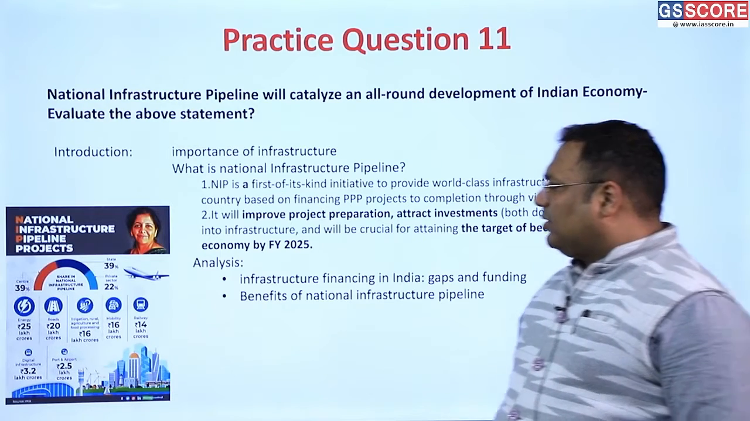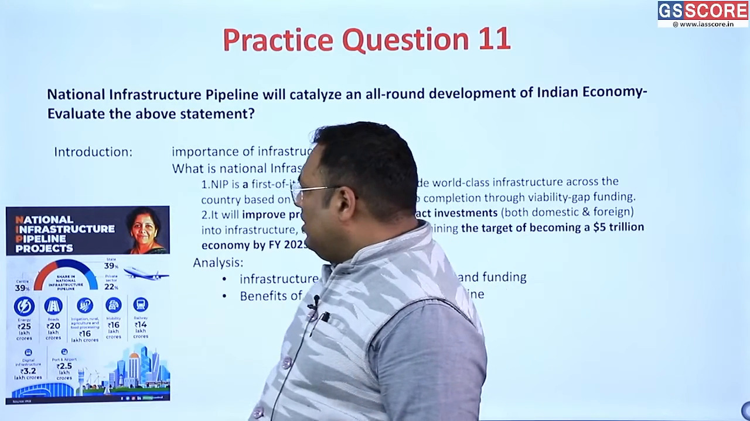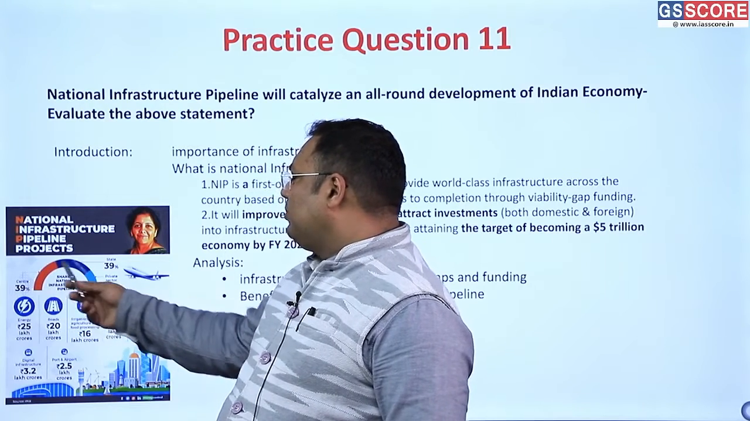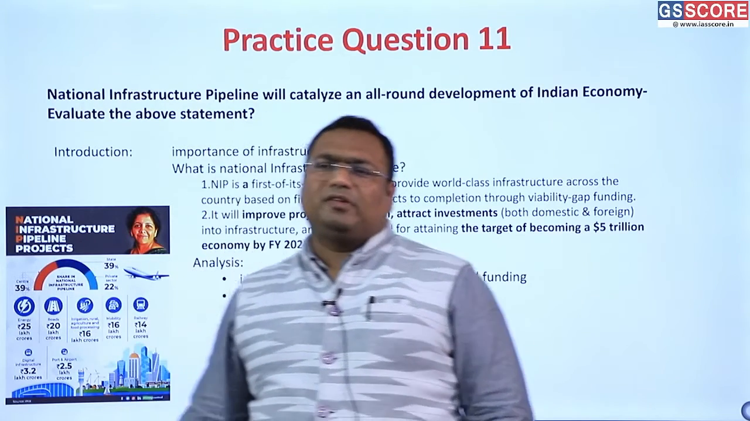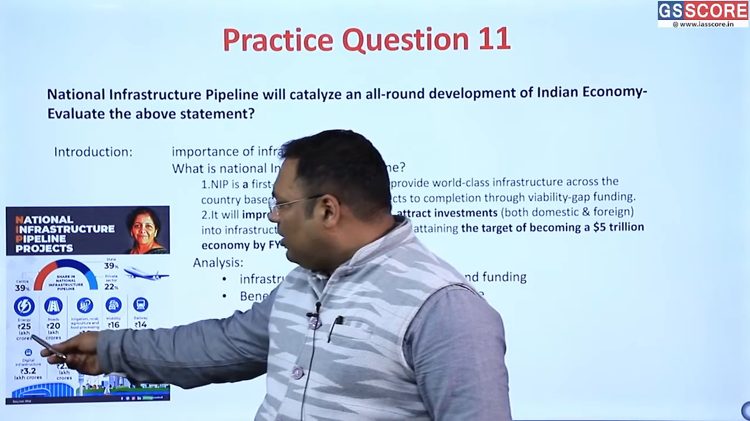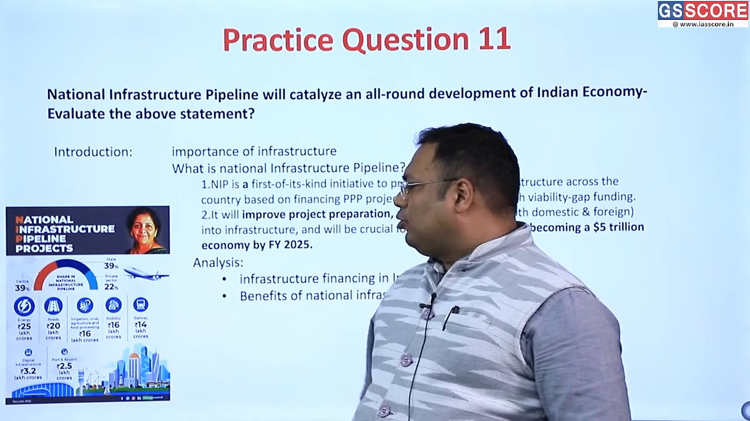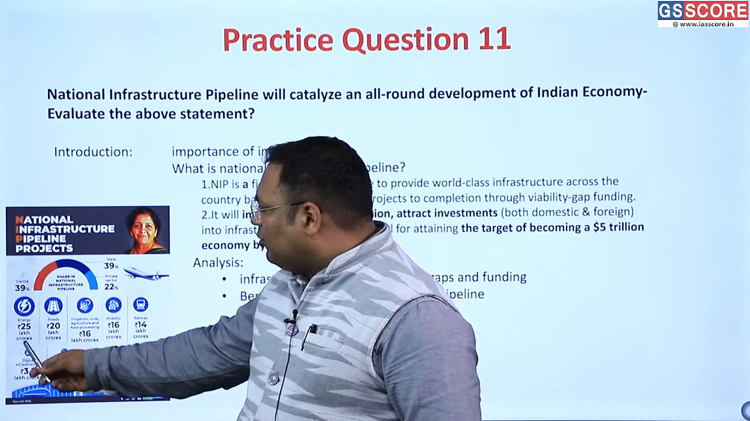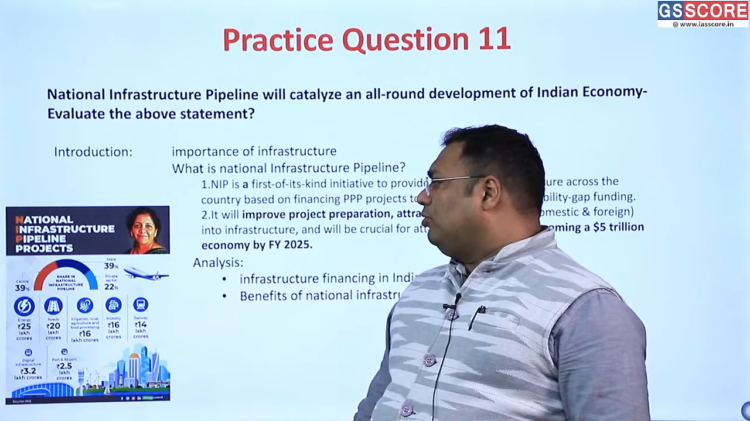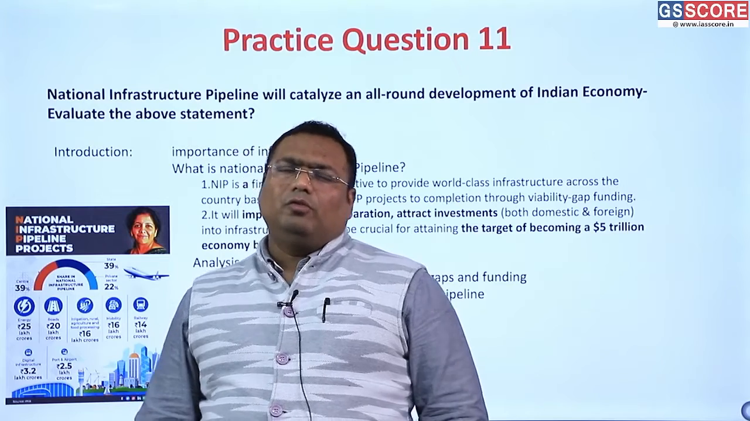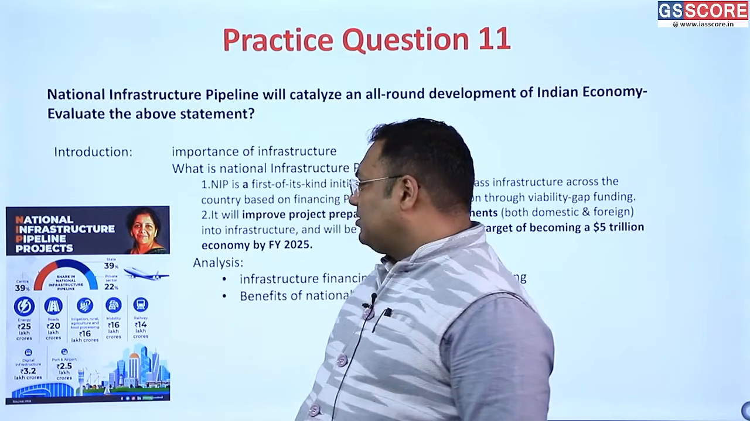Some additional details are also here: the role of the center is almost 40%, state almost 40%, private sector almost 20%. The total budget is around 111 lakh crore rupees. Out of that, 25 lakh crore rupees is towards energy. Energy is very, very important for the economy to grow, so energy is our highest outlay.